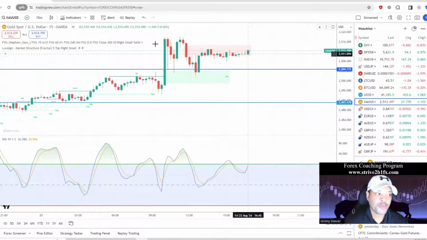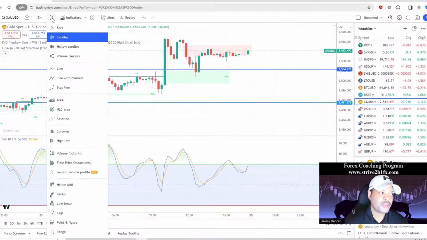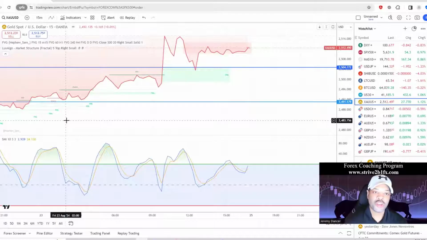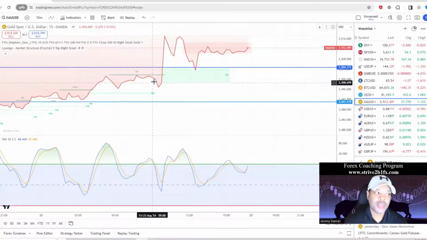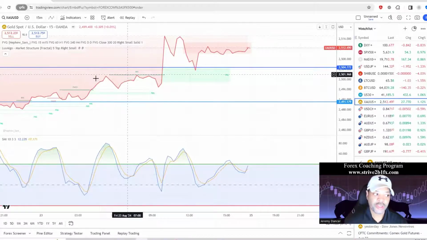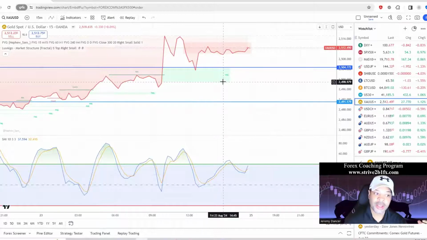I also change from the candles to the baseline chart. If you go to the candles and then go down to baseline, when you use breakup structure and change of character, it's easier to spot the lines by using a line chart. I think that's very helpful. I can still see the breakup structure and the change of character markings. But most importantly, I can see the fair value gaps, which is so important.